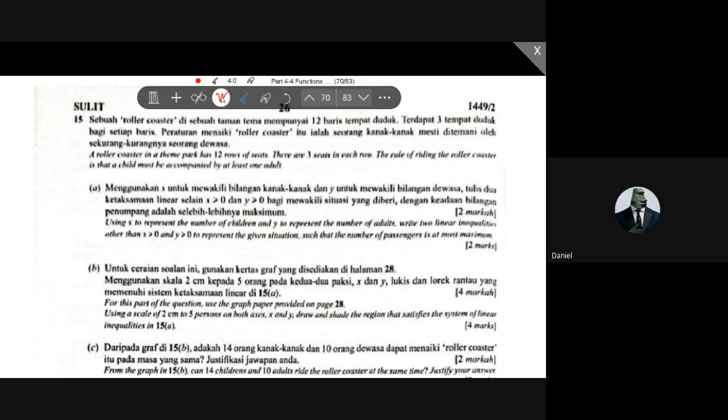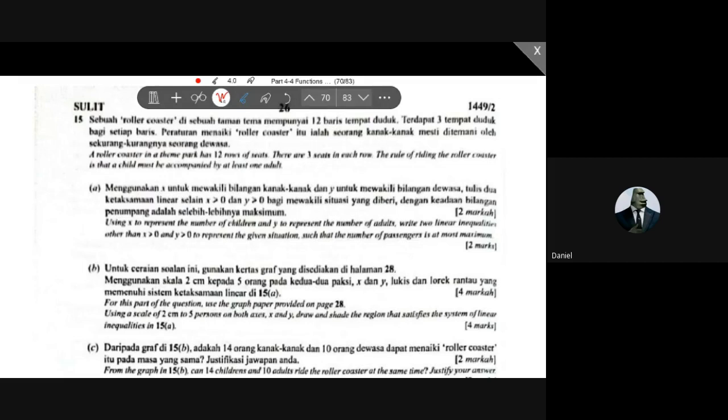Sir, ini topik apa ini? Form 4 bab 6. Oh, kesamaan linear kah? Ya, betul. Oh, alright. Can you list every topic on every question later? Yeah, sure. Alright. Okay.